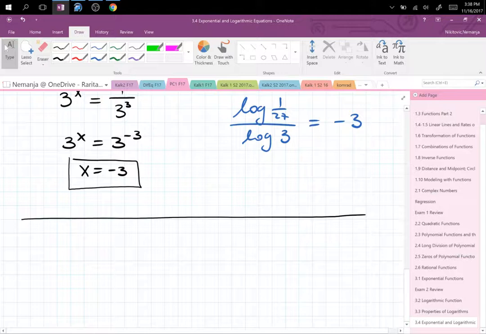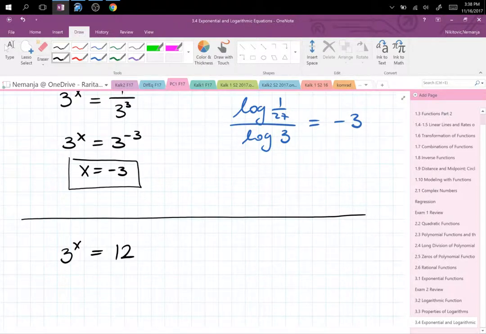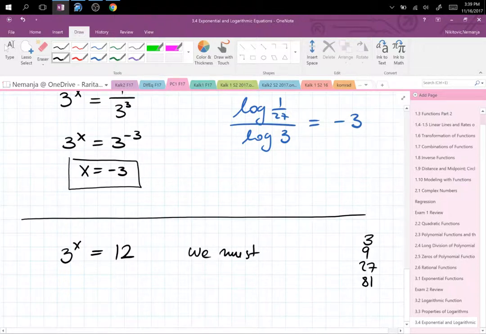Now, let's say you have 3 to the x is equal to 12. See, we can't solve this by comparison now, because 12 is not a power of 3. The powers of 3 are 3, 9, 27, 81, right? 3 to the first, 3 squared, 3 cubed, 3 to the fourth. 12 is not on the list. So we can't solve it by comparison. We must use conversion.